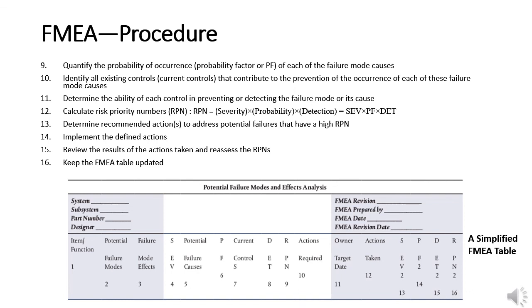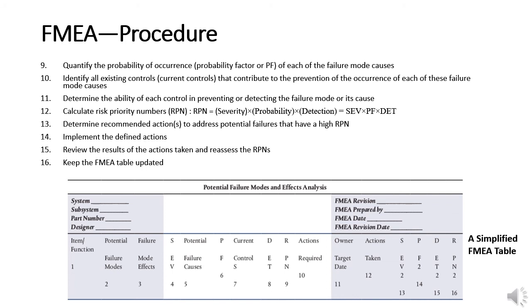The next step is to determine recommended actions to address potential failures that have a high RPN number. A high RPN needs immediate attention since it indicates that the failure mode can result in enormous negative effect. Its failure causes have a high likelihood of occurring and there are insufficient controls to catch it. Action items must be defined to address failure modes that have high RPN values.